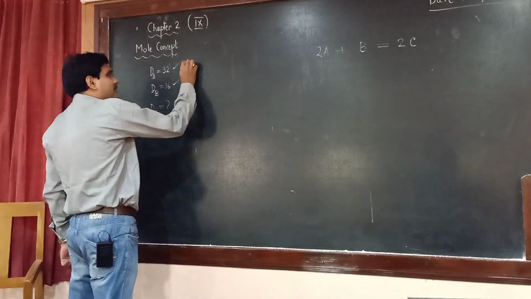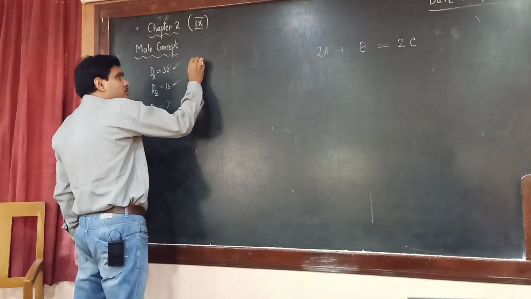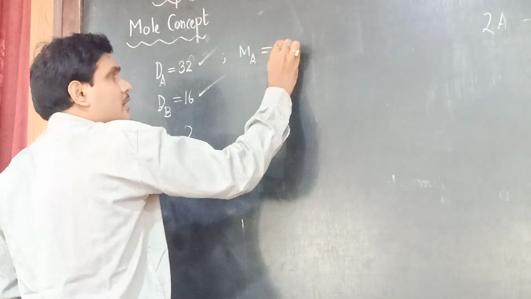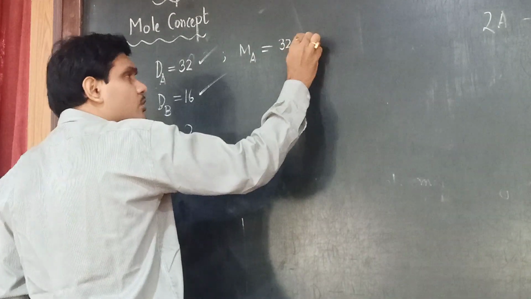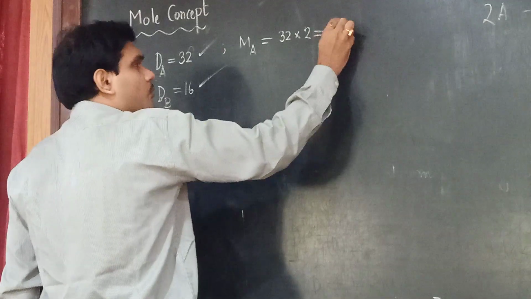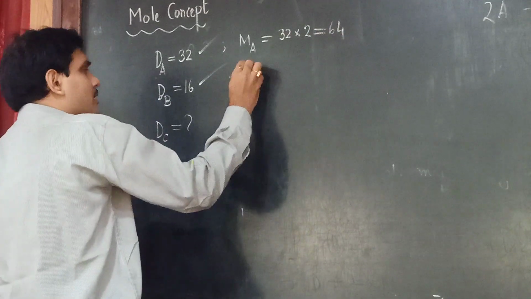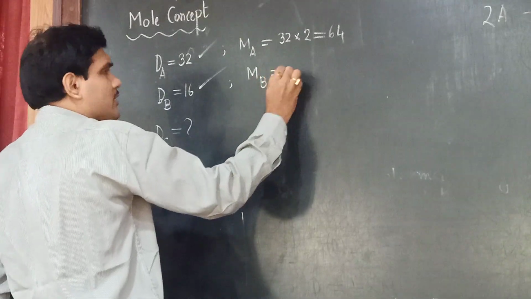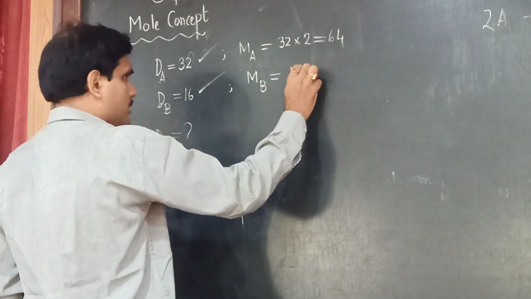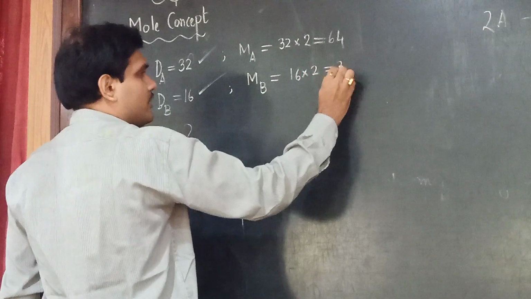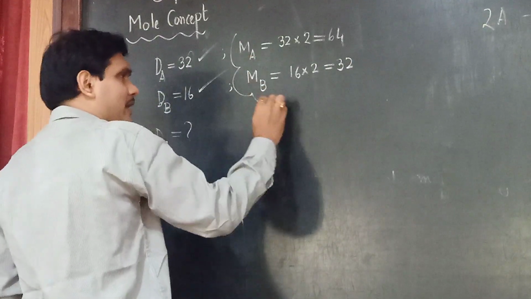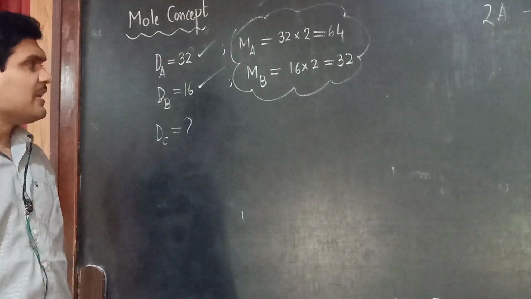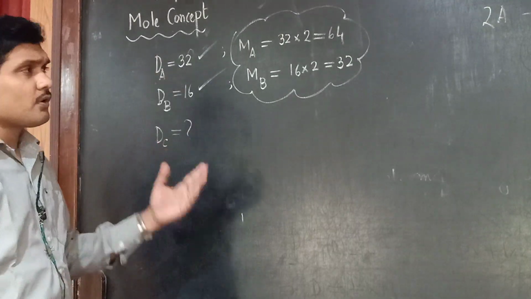Now, from here I can write directly the molecular weight or molar mass of A. It will be 32 into 2, that means 64. Again, molar mass of B is equal to 16 into 2, that is 32. So I can find out the molar mass of A and B from this information.